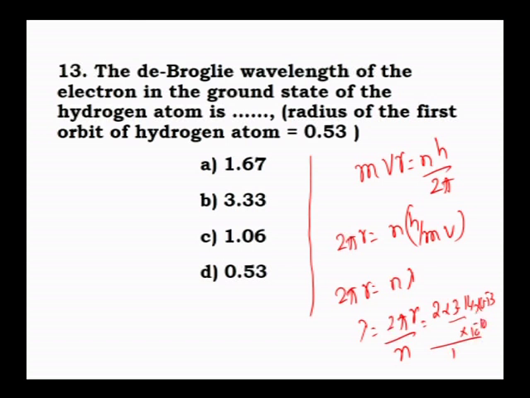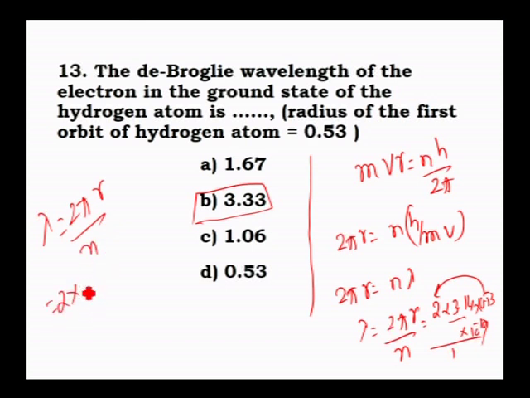We have 3.14. Okay, 0.5 into 2 is nothing but 1, approximately 1 into 3.14 is 3.14. Okay, the nearest answer will be 3.33. Anyway, lambda will be 2 into pi into r divided by n, correct?